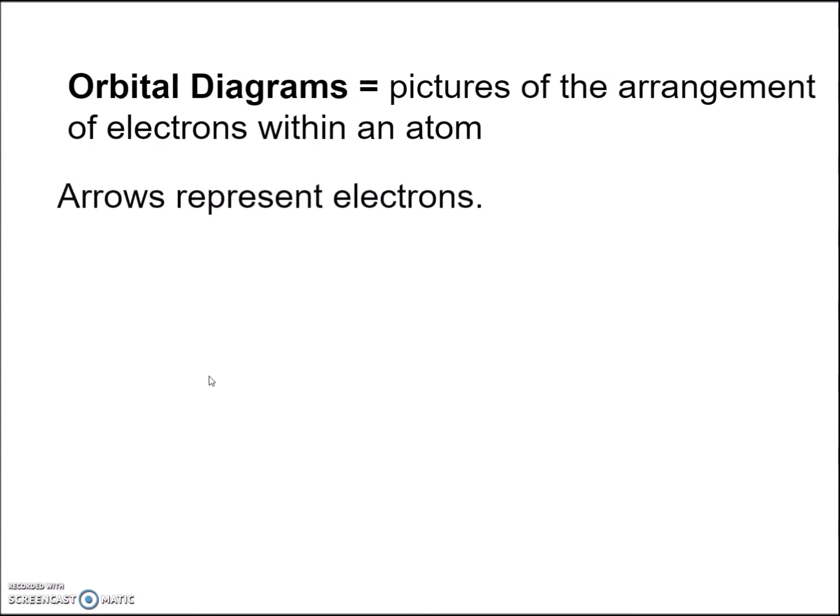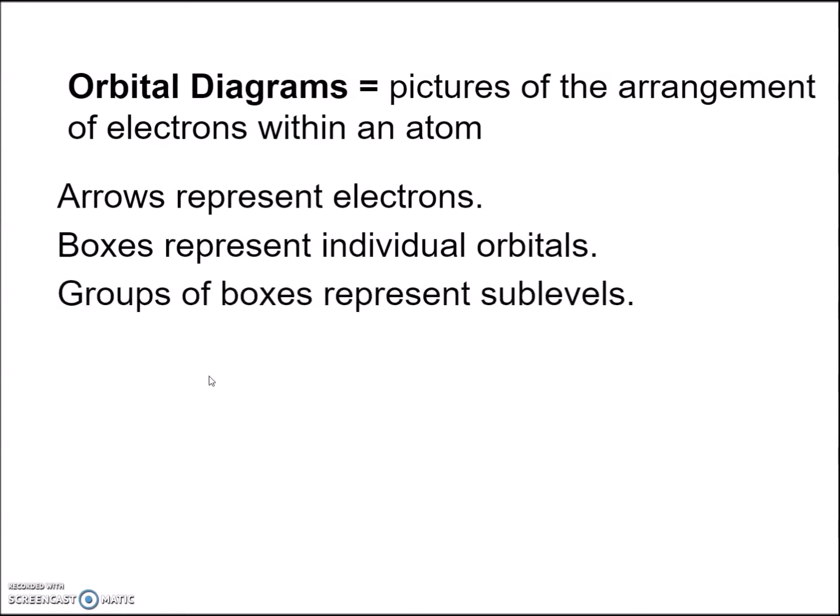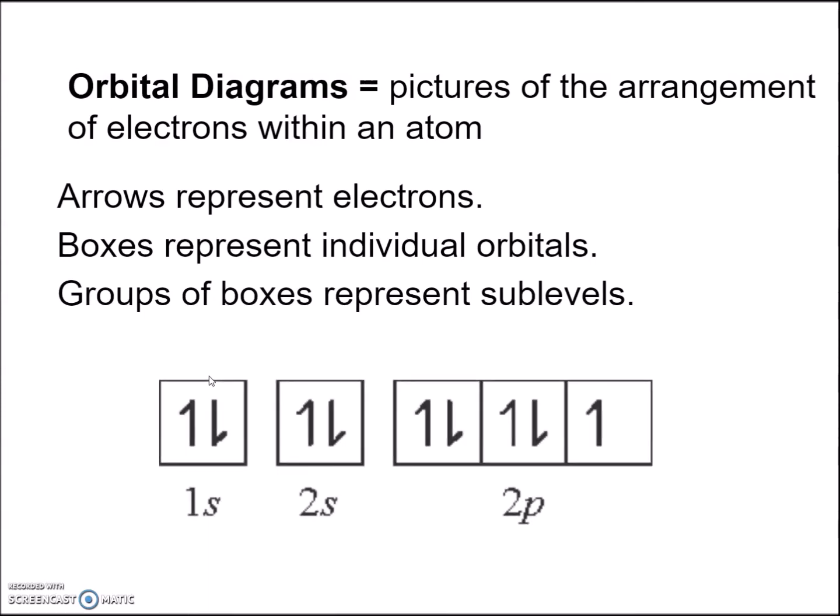In the pictures, we're going to use arrows to represent the electrons. We're going to use boxes or sometimes blanks to represent individual orbitals. And we're going to group the boxes together to represent a sublevel. Here's an example.